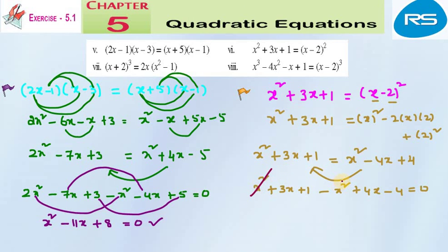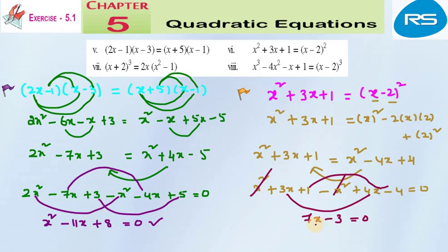Now we'll go for simplification. The x square term and this minus x square term will get cancelled. I can add the like terms. The total is how much? 7x. And the numbers, what do you have? 1 minus 4, that is nothing but minus 3, is equal to 0.